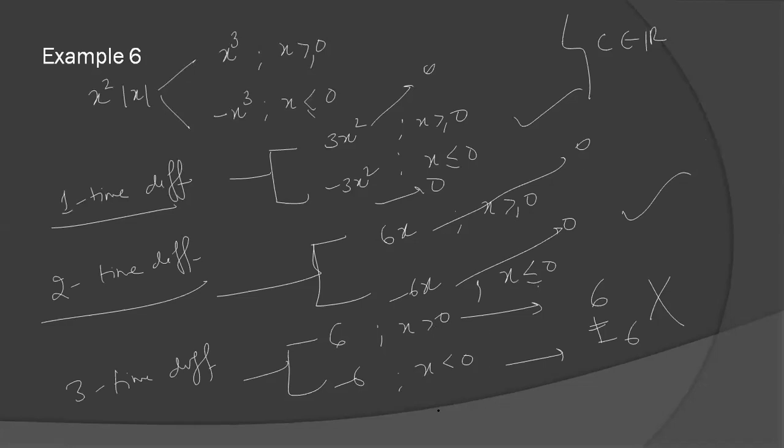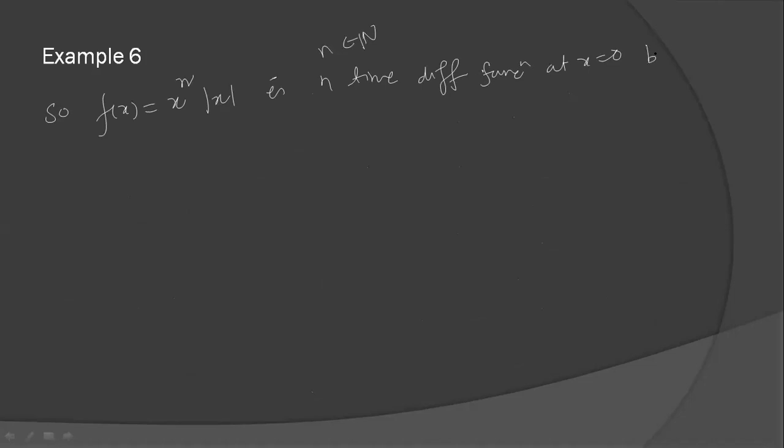So can you make a function which is n time differentiable but not n plus 1 time? Yes, we can make it by taking this help. f(x) equal to x to the power n into mod x is an n time differentiable function at x equal to 0, where n belongs to the natural numbers, but not differentiable n plus 1 time. It is differentiable up to n times, but not differentiable the n plus 1th time. So it is a very important result.